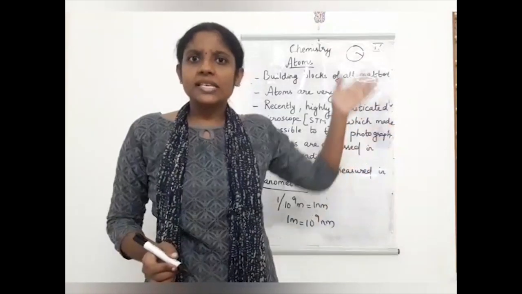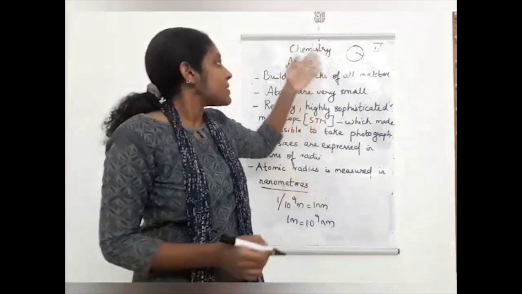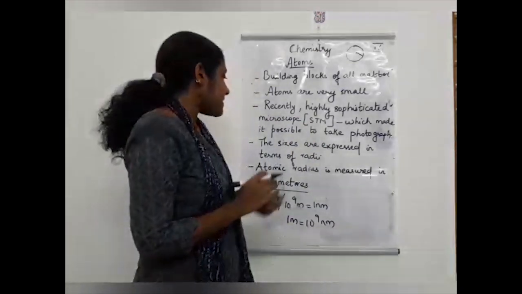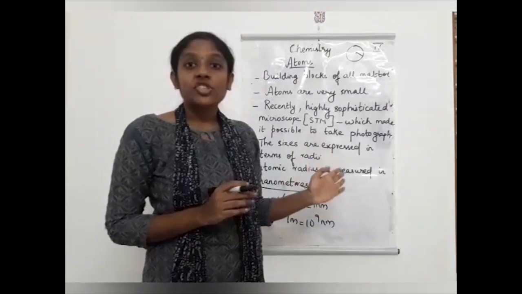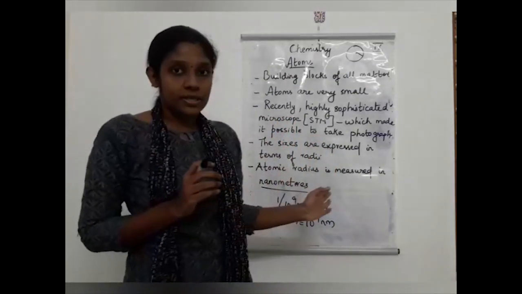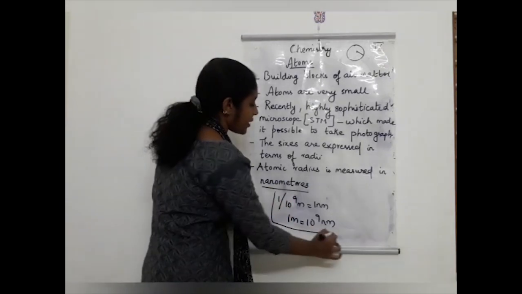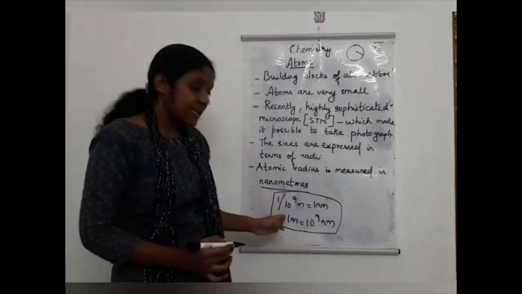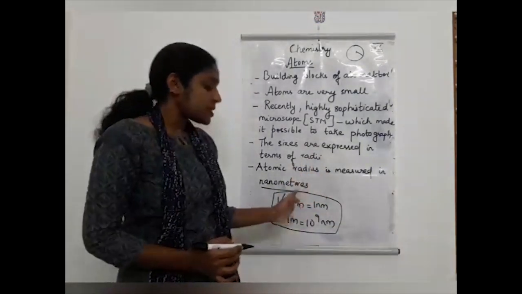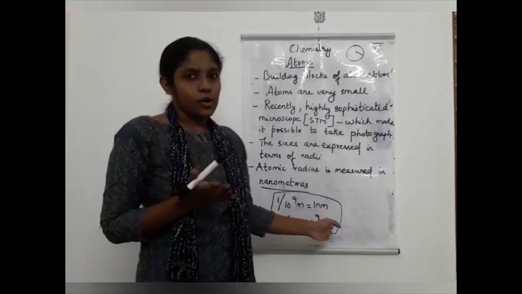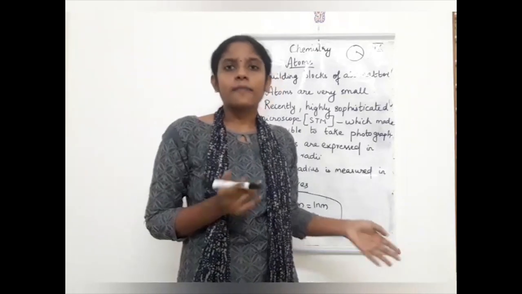You know what is a radius? The radius of a circle. So the size is usually expressed in radii, and atomic radii are measured in nanometers. Okay, nanometers. And this is the conversion of nanometer: 1 by 10 raised to 9 meter is 1 nanometer, and 1 meter is 10 raised to 9 nanometers. Hope you know this conversion, and you have learned it in maths.